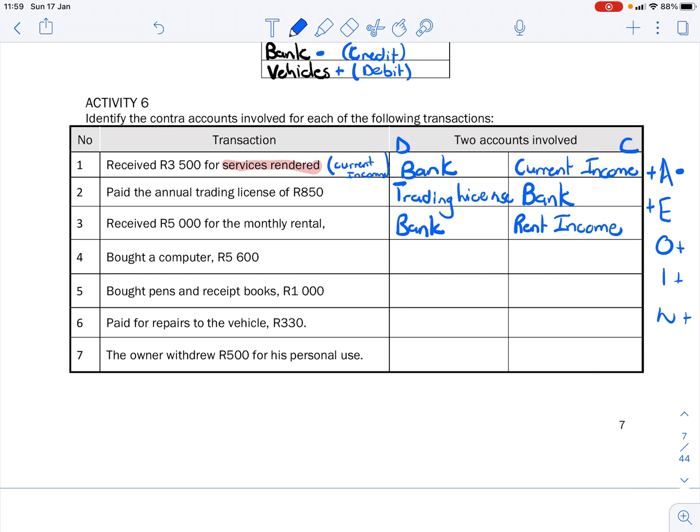If we purchase a computer, we have bank, which is an asset, and it is decreasing. Computers are equipment. All right, which is also an asset. So we would have a plus minus, and we would debit equipment.